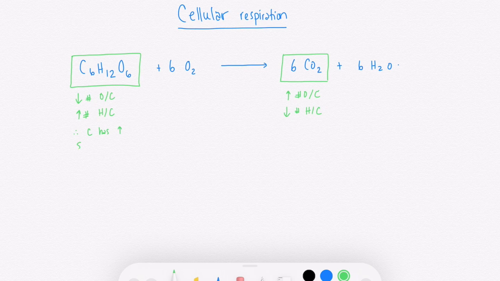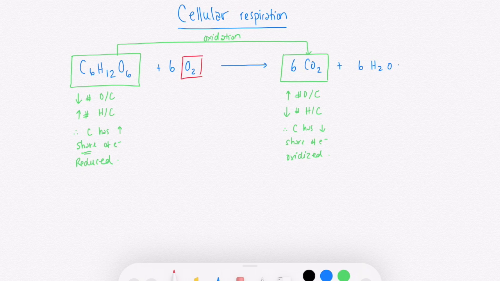And so when we take a look at it, we can see that the carbon has more of a share of electrons in glucose than it does in CO2, because in CO2 those electrons are being taken away by the clouds of the oxygen atoms. So glucose, as it's converted to CO2, undergoes what's called an oxidation reaction, because glucose is initially reduced, and as it's converted to CO2, it becomes oxidized. What we'll see is that oxidation reactions often go hand in hand with reduction reactions.